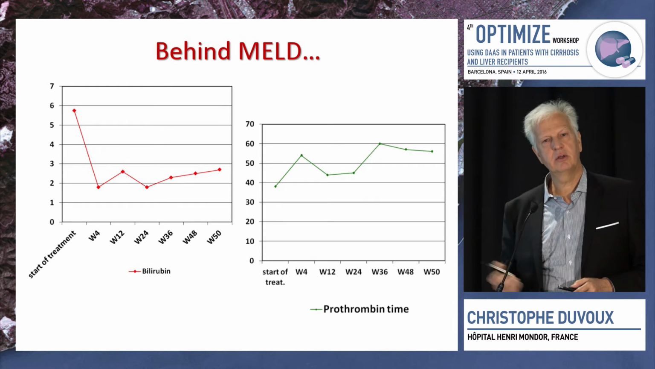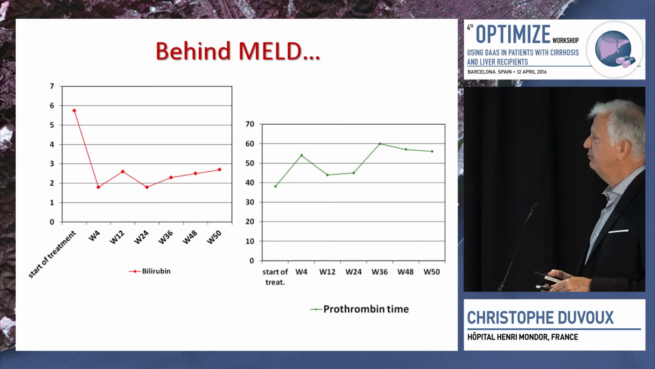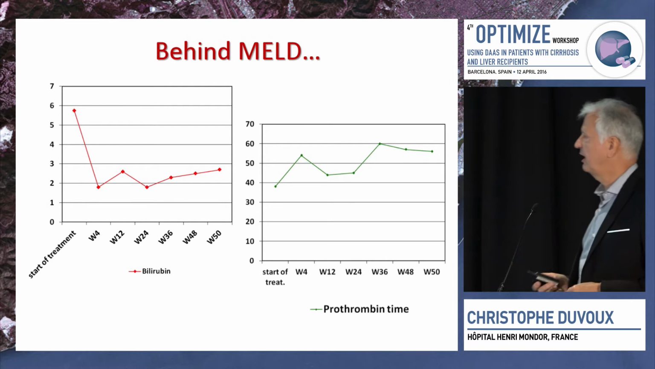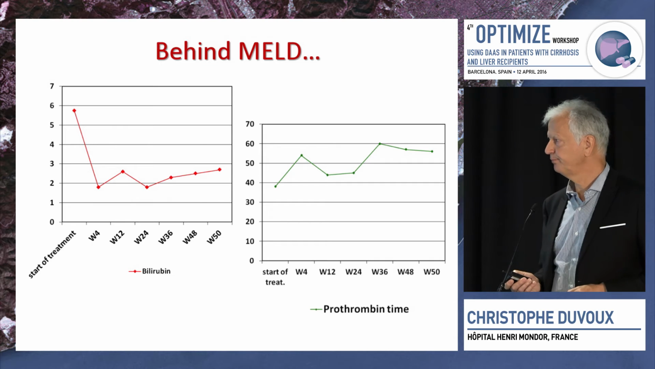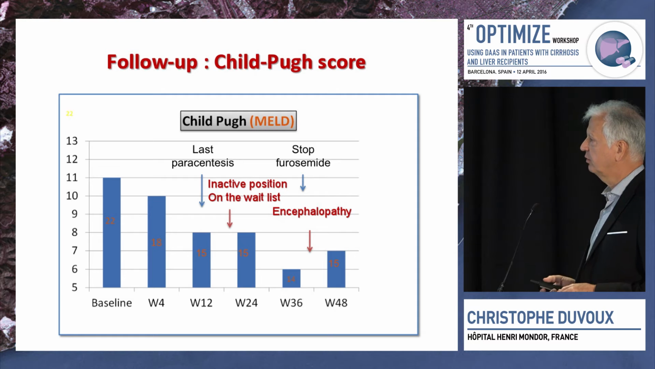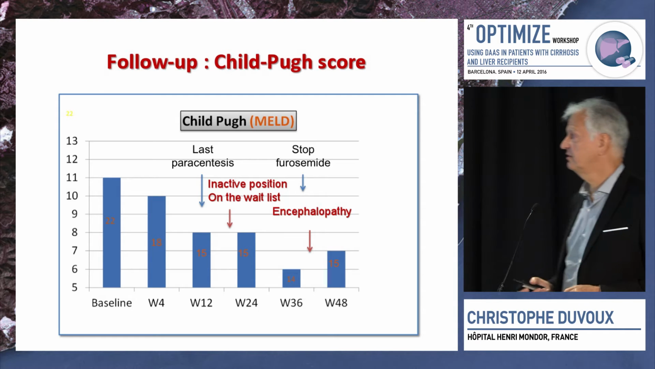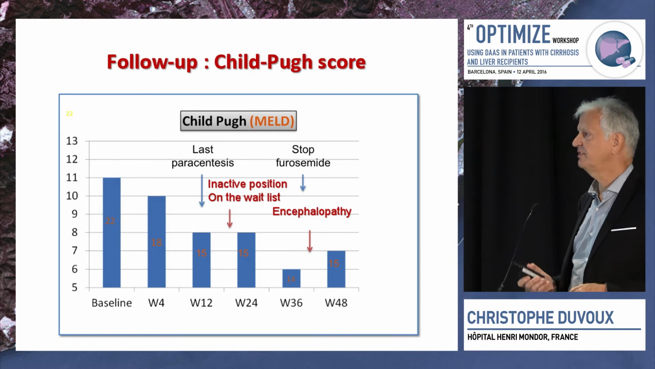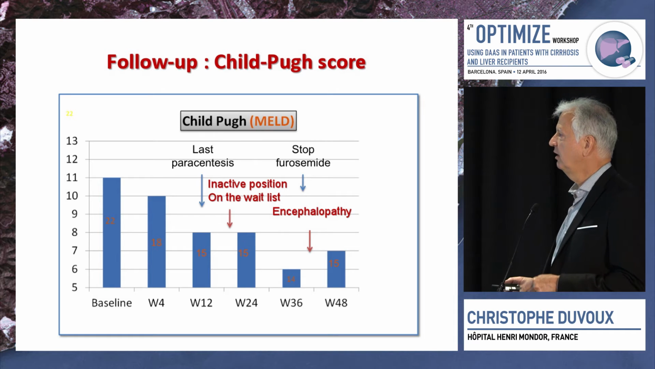Behind the MELD, what we found is a rapid drop in bilirubin from 5 to 2, which stabilized further between 2 and 3, and a progressive rise in prothrombin time, which stabilized around 60%. In terms of Child-Pugh score, we had a very parallel evolution to the MELD score. Here the figures in red are the MELD score, here the Child, and we start with the Child score at 11, and then week 4, 10, week 12, 8, 8, and then even A6 here on week 36. This means that this patient was free of ascites, and the last paracentesis was performed on week 12.